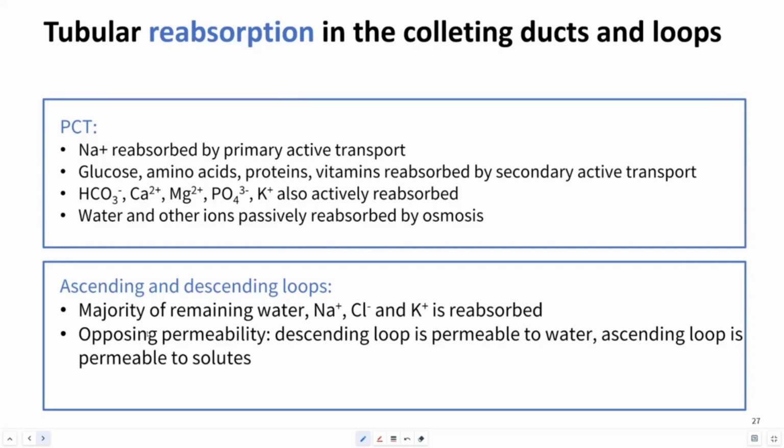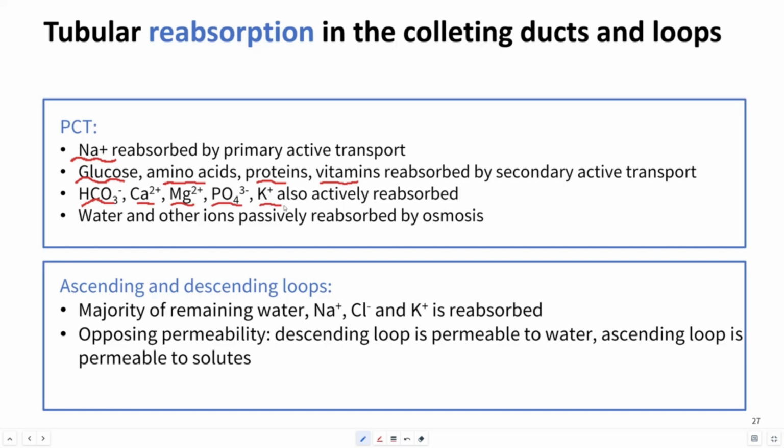Here's a list that shows you some of the key ions and what gets reabsorbed. Inside the proximal convoluted tubule, sodium is reabsorbed primarily by primary active transport, so there's a lot of sodium channels. Glucose, amino acids, proteins, and vitamins are then reabsorbed via secondary active transport, which means it requires sodium to hitchhike along the way. Bicarbonate, calcium, magnesium, phosphates, and potassium are also actively reabsorbed, and water and some other ions may passively follow via osmosis.